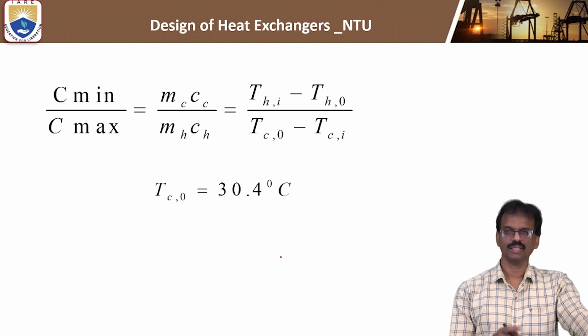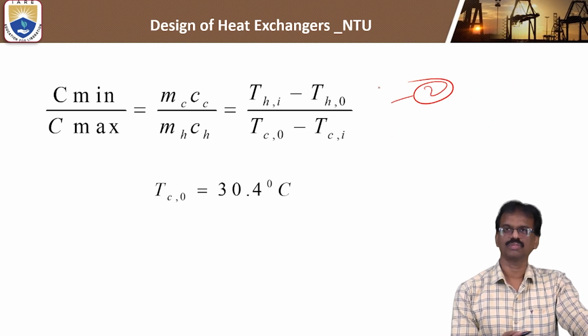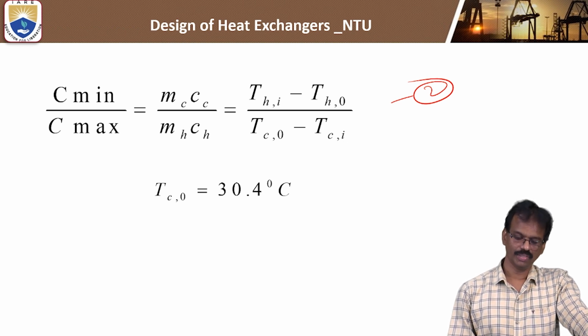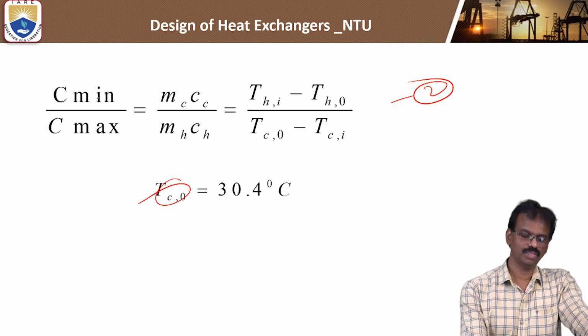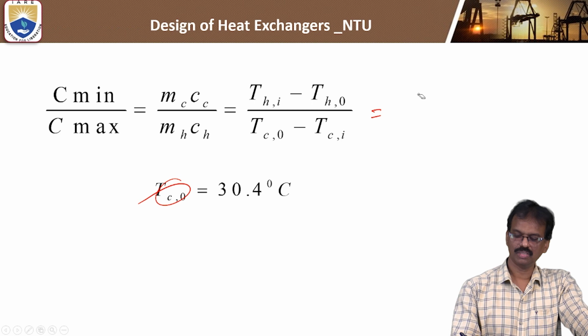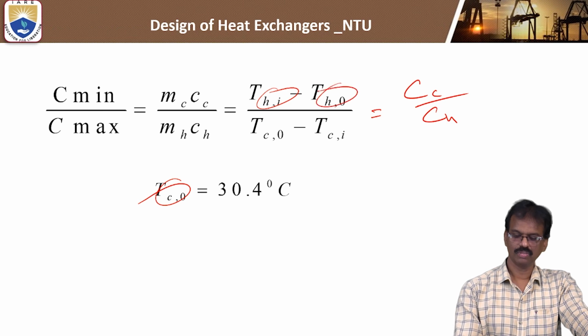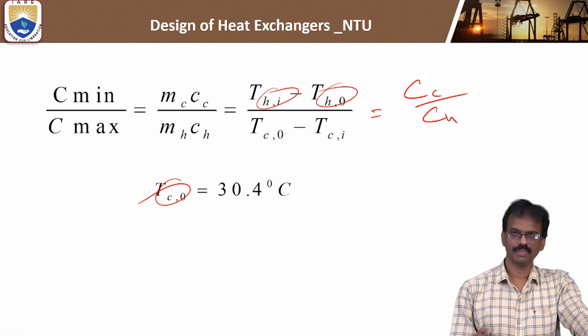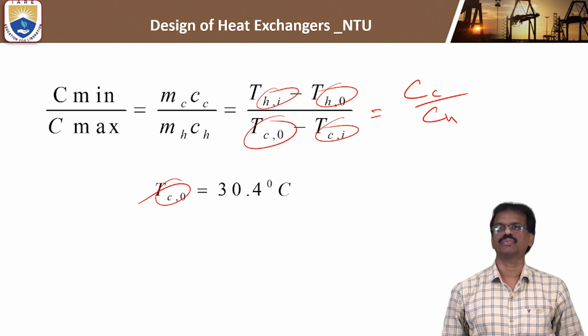Now we'll see the other equation, this is equation 2. By using this one, you can find out the cold fluid outlet. You know that C minimum by C maximum is equal to mhCh by mcCc, otherwise you can rewrite it as capital CC by capital CH. So you know the inlet temperature of the hot fluid, the hot fluid outlet temperature, and the cold fluid inlet. You have to find out the cold fluid outlet.